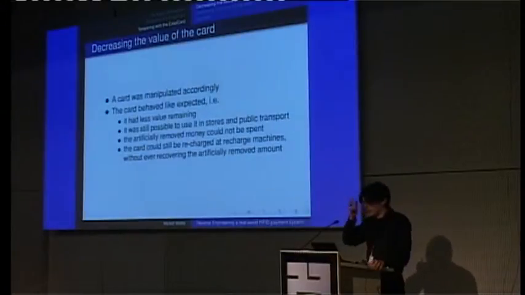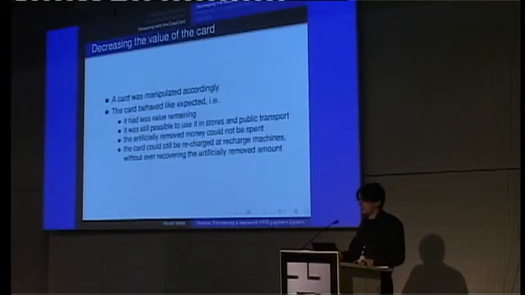And the card could still be recharged at recharge machines. So even the recharge machines didn't know what's the real value of the card, but they just read what's on the card and incremented it and wrote it back to the card. I would have expected at least a recharge machine to have some online connection and a shadow account in a database where you then can correct the offset, but that was not the case.